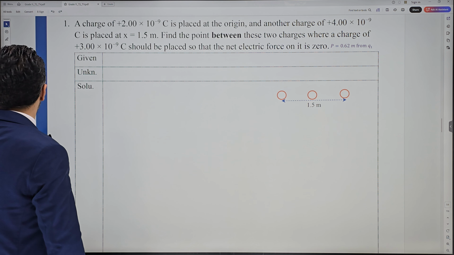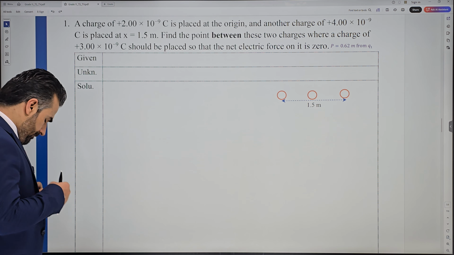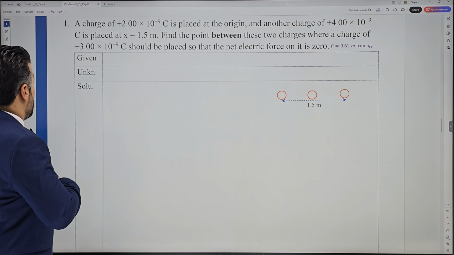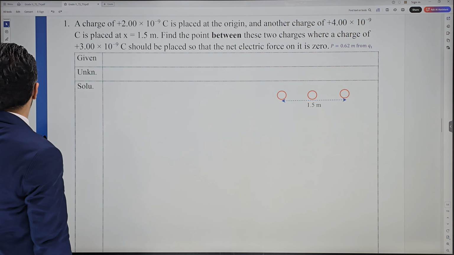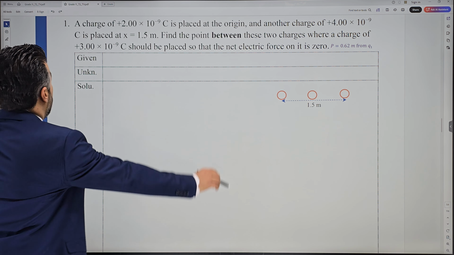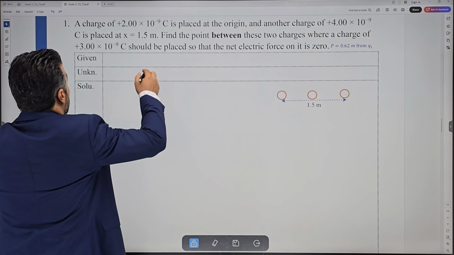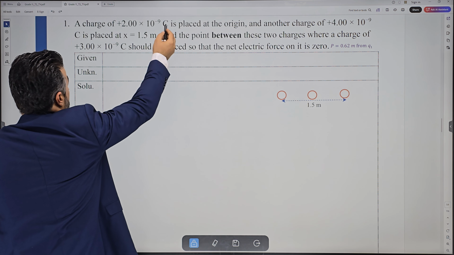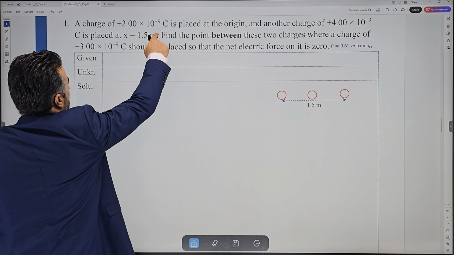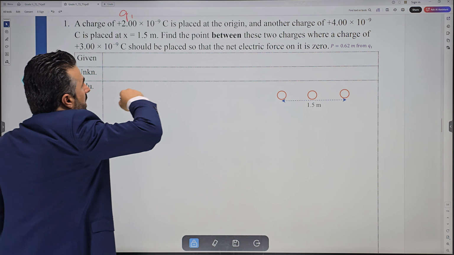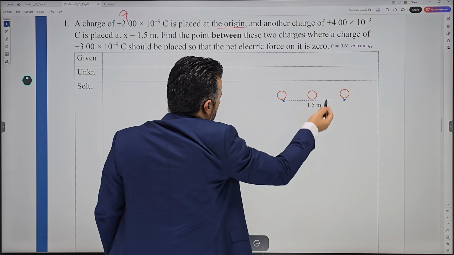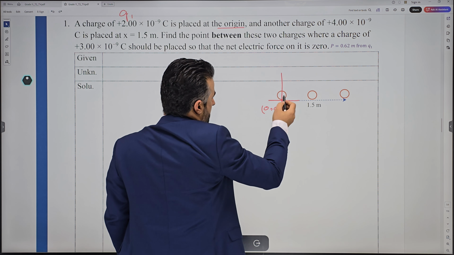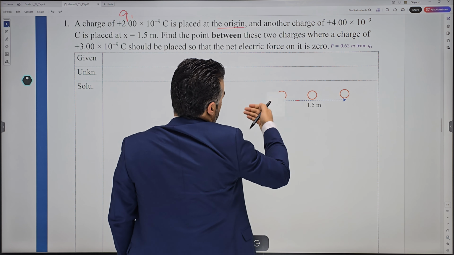It is the same idea. We're going to solve this one too. Let's just keep this one here. So what do we have here? It says we have a charge of 2 times 10 to the power negative 9 coulomb. So we can call this one Q1. It says placed at the origin. Where's the origin? That'll be the point where x and y are 0, 0 here. So this is Q1.